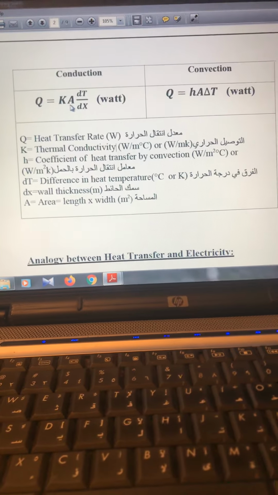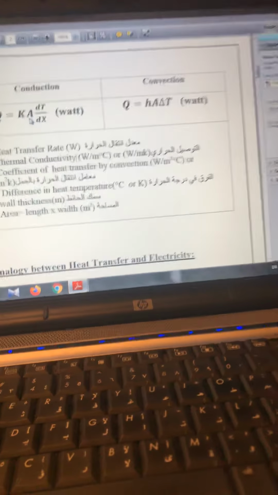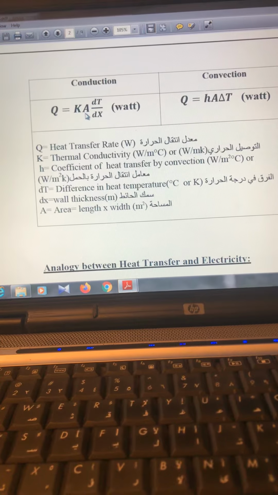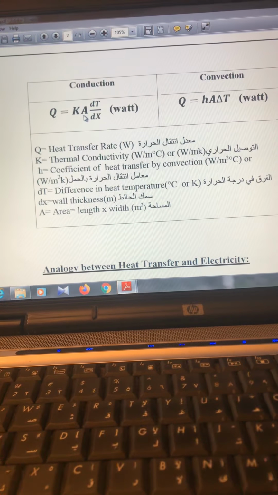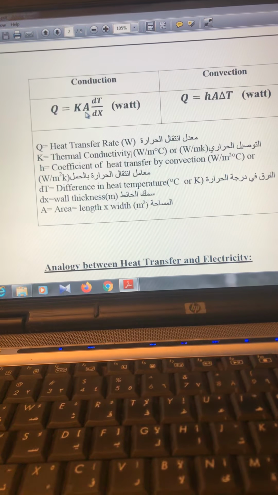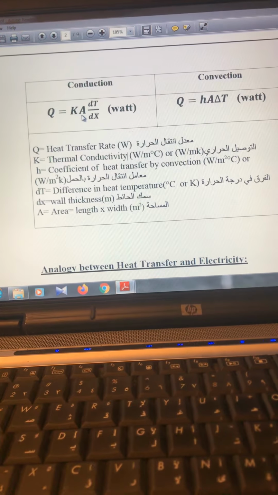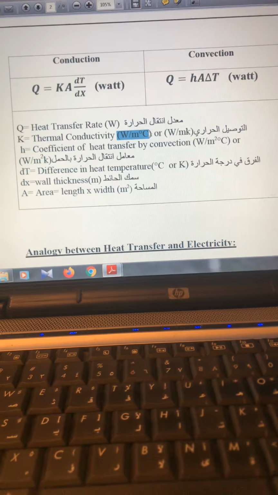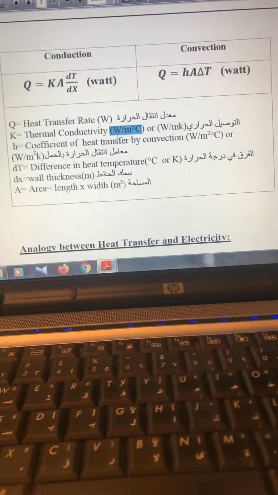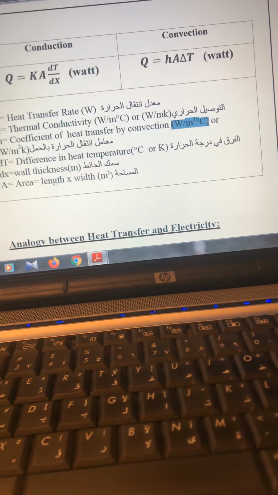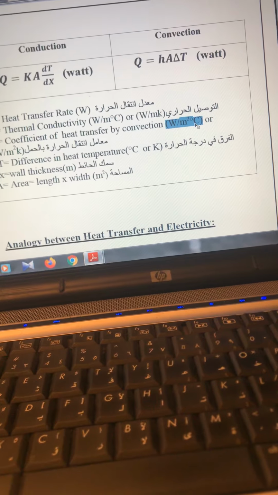And in the other case, which is convection, the coefficient for the liquid substance is called H, which is the coefficient of heat transfer by convection. We will find that for conduction, the unit is watt per meter Celsius. Here you will find it's watt per meter square Celsius.